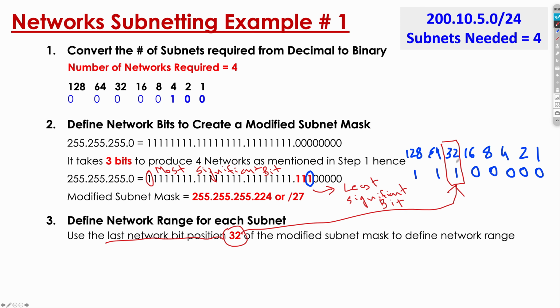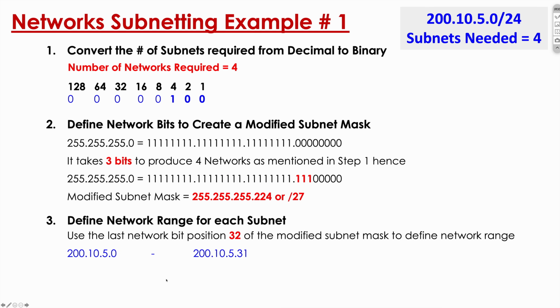So we'll look at the least significant bit value position, and we'll take that from the modified subnet mask, which we're looking at right here, to define our network range. So the first range ends up becoming 200.10.5.0 through 200.10.5.31. Well, how did we figure this out, and what are we doing again?